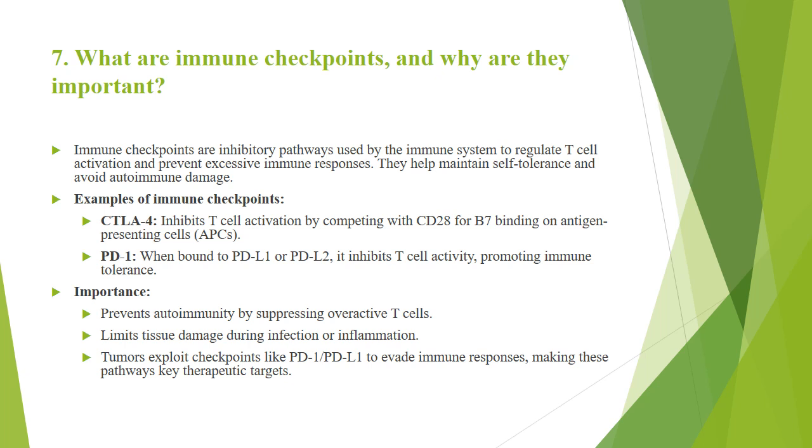This immune checkpoint can prevent our T cells from overreacting and starting to take their own cells as foreign. It can also limit tissue damage during infection or inflammation by competing with other molecules for binding to B7, like cytotoxic T lymphocyte antigen 4. Also, tumor cells exploit checkpoints like PD-1 and PD-L1 to evade the immune response, making this pathway a key therapeutic target.